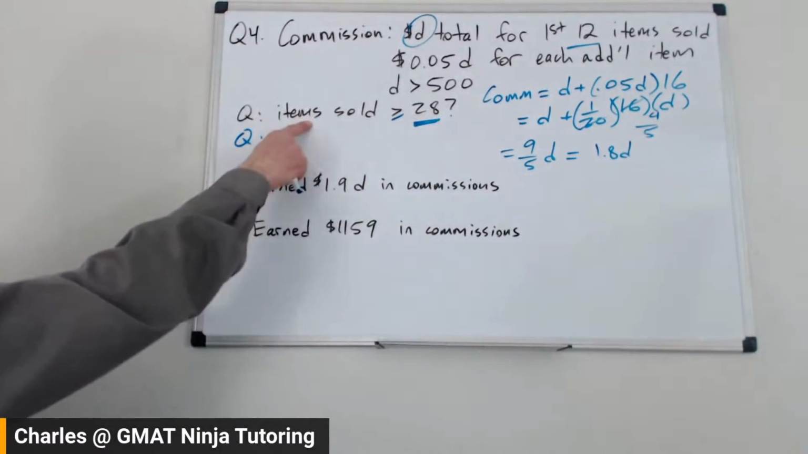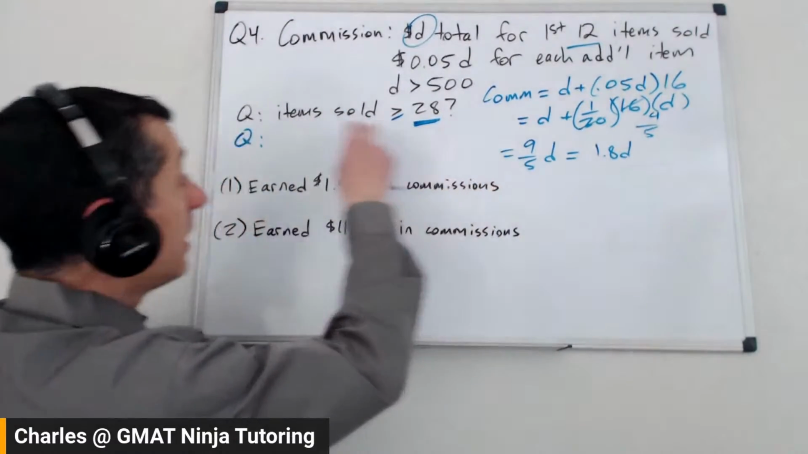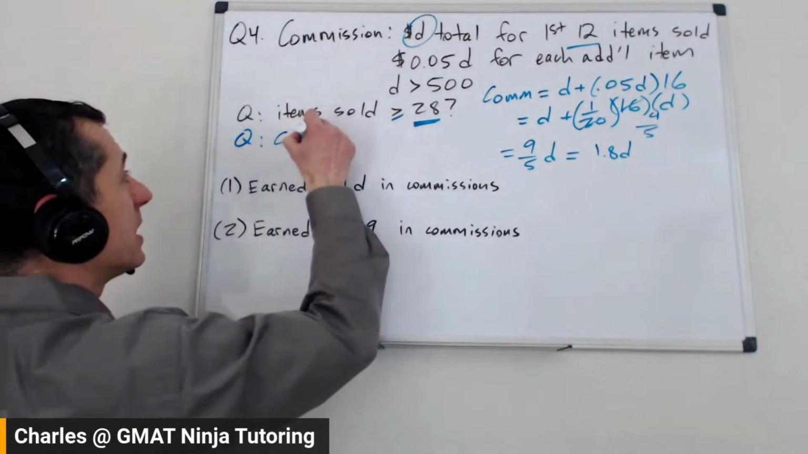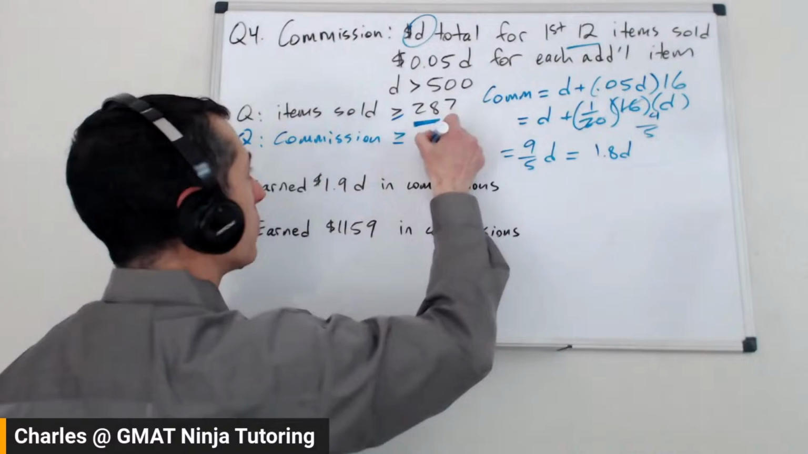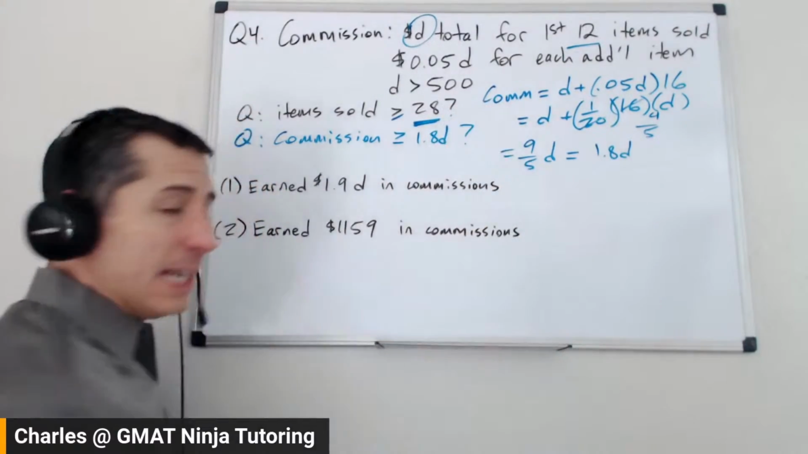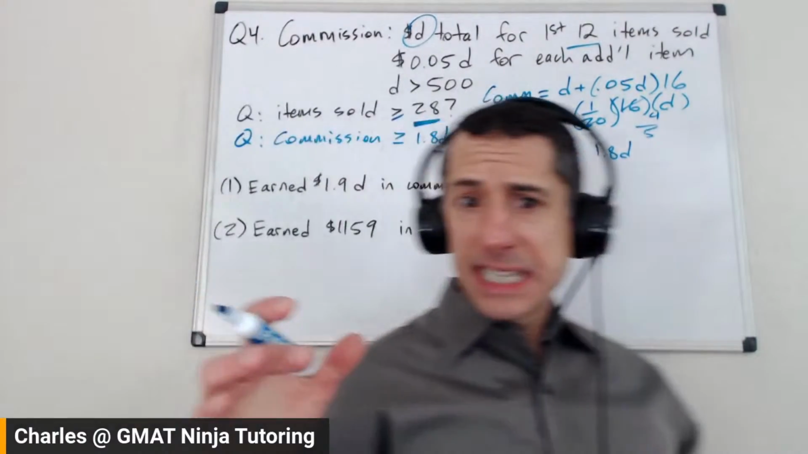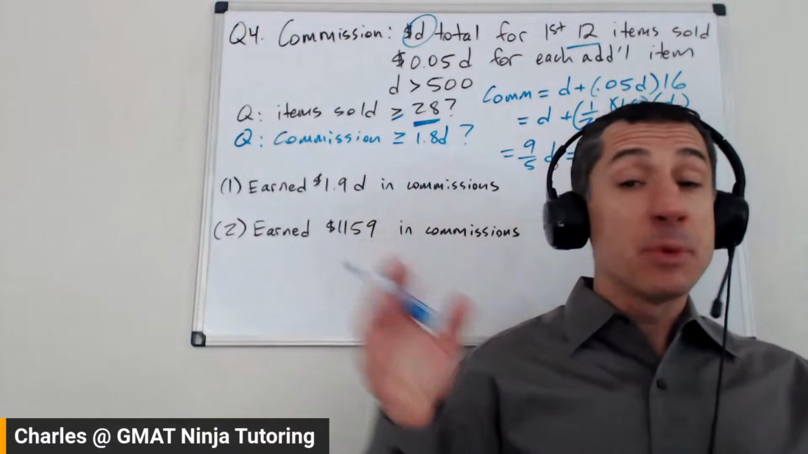So I can rewrite the question. Did she sell at least 28 items? I can also write it as, was her commission greater than or equal to 1.8 D? Again, design feature of the test. Why? I have no idea. I've been wondering that for decades.